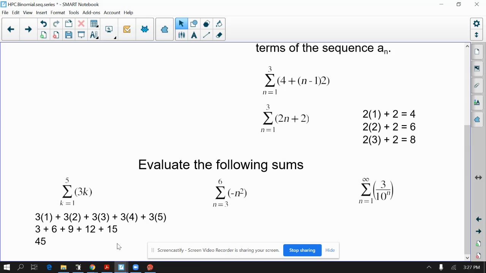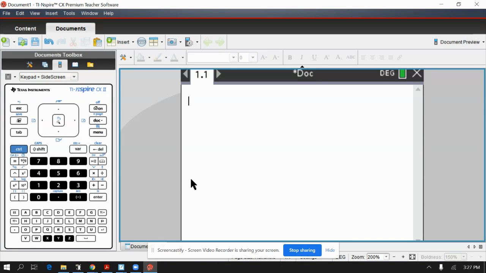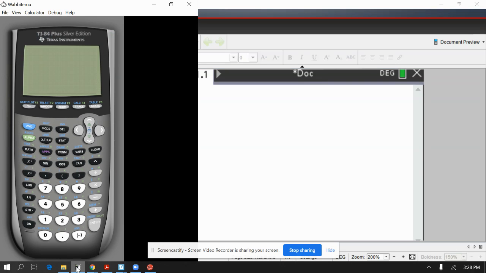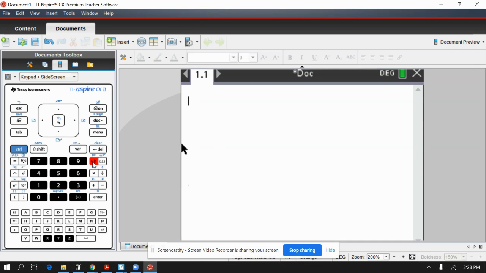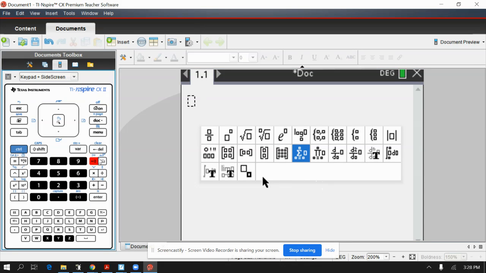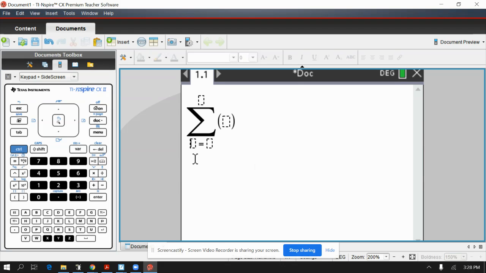So this equals 45. Now, if you have an Inspire, good for you because it's a great calculator. The 84 can do what I'm about to do, but it's clunkier. Please do a YouTube search or a Google search on how to do it on the 84. But with the Inspire, it's usually easier. And if you click on this shorthand right by the 9, you'll see a sigma right here. So we just need to type in some stuff. k equals 1. It went all the way to 5, and it was evaluating 3k. Press enter, and it does it for you.